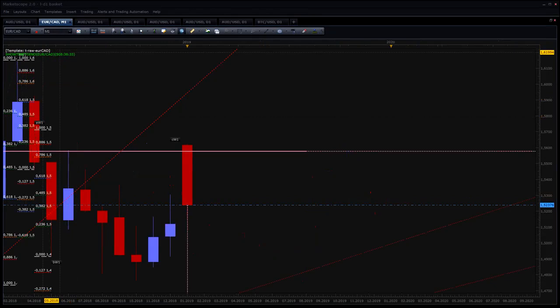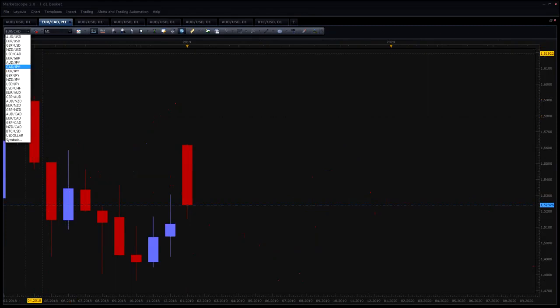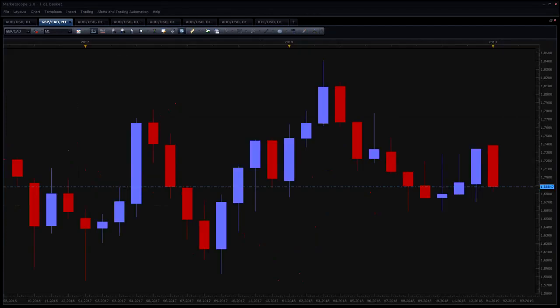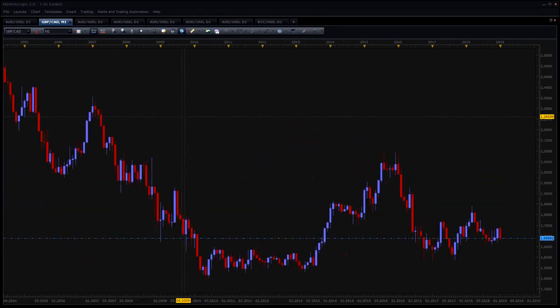Save. Remove. Pound Canadian. What do you see? Again, a downtrend for some time, some years, 4 years. Consolidation for, I think this was 2 to 3 years long, 2.5.